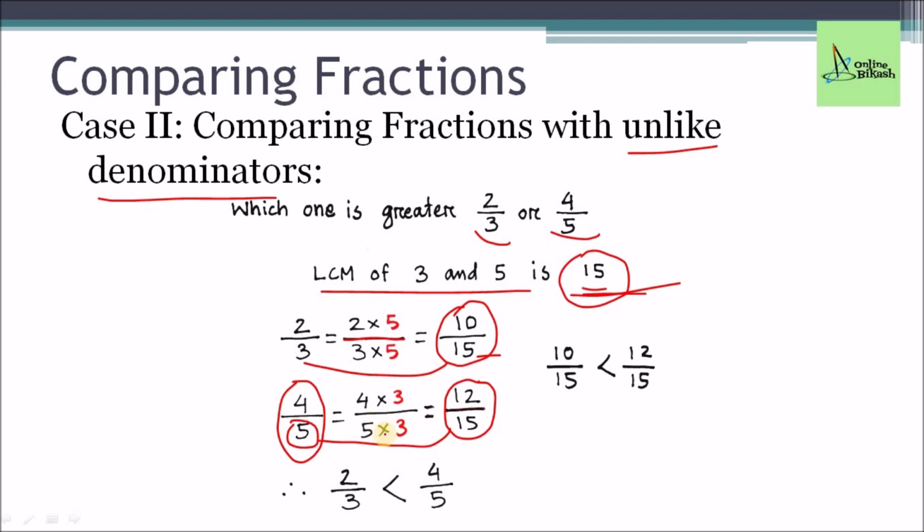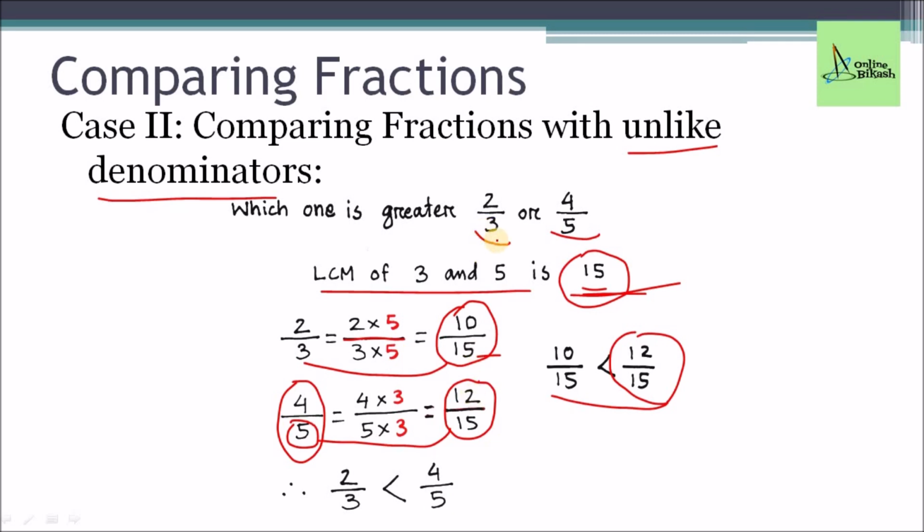Is it clear? Now you can see 10 by 15 is nothing but 2 by 3, and 12 by 15 is nothing but 4 by 5. And in both cases you have the same denominator. When you have the same denominator, you can easily identify which one is bigger by just observing the numerator. Which numerator is bigger, 12 or 10? 12 is bigger. So 12 by 15 will be bigger than 10 by 15. Now 12 by 15 means 4 by 5. That means 4 by 5 will be bigger than 2 by 3. Okay, again I am repeating it.